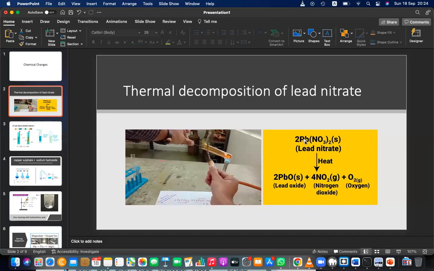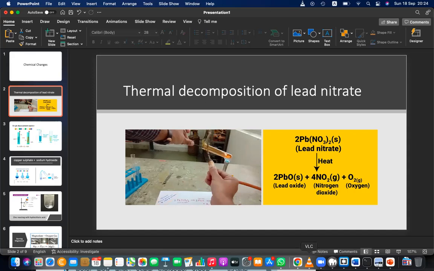Actually, this reaction shows Pb(NO3)2. This is basically what we call lead nitrate. In lead nitrate, how many lead components? One lead component. How many nitrate components? Two nitrate components, right? Nitrate means NO3 is nitrate. There's no need to remember this, but just try to understand.